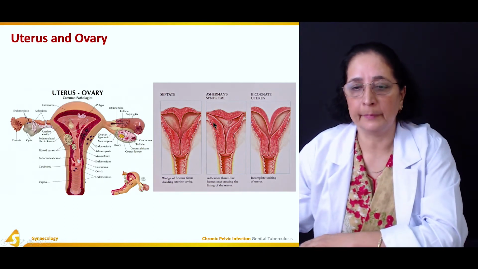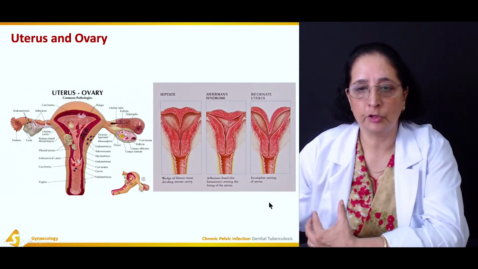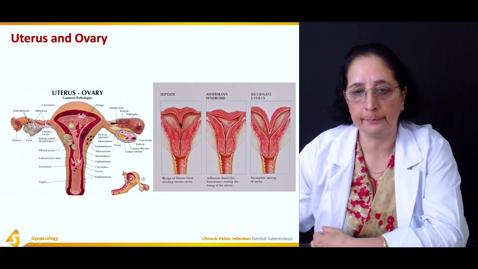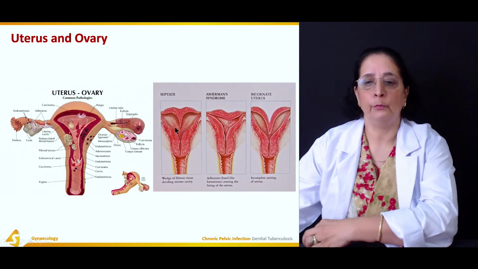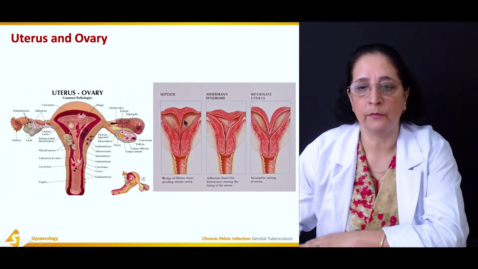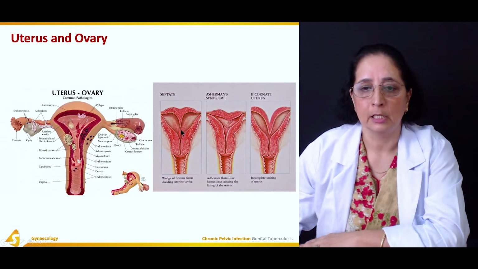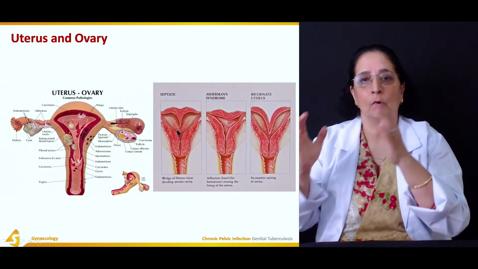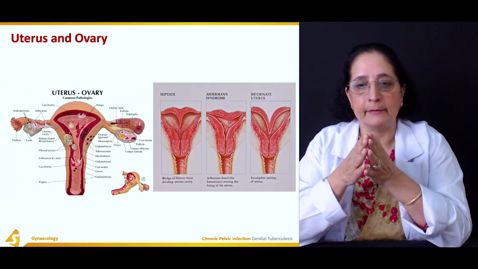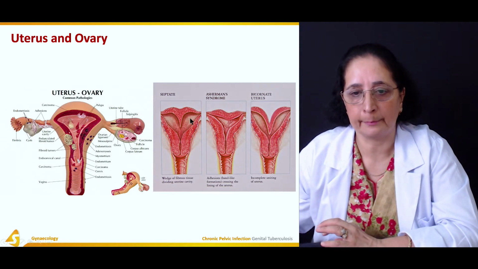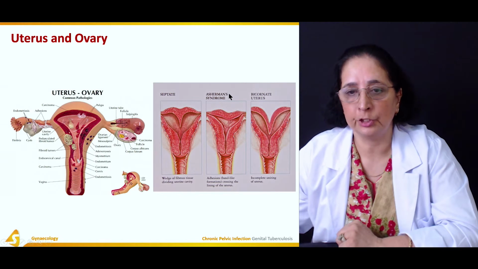Then these are the abnormalities in the shape of the uterus. Here, if you see, this is the septate uterus. In this, a wedge of fibrous tissue is formed in the uterine cavity. Here, a septum is growing inside the uterus. This causes narrowing of the uterine cavity. Two cavities are formed, septate. Here, again, Asherman syndrome, in which band-like adhesions are formed inside the uterine cavity.